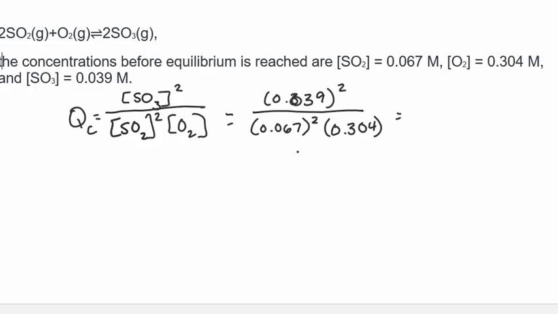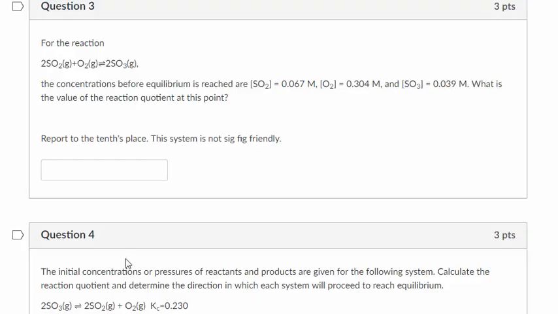of 1.11. Notice our sig figs, we have 2 sig figs in each of these. What are we given? It says report to the tenths place. So 1.1 is what I would report.